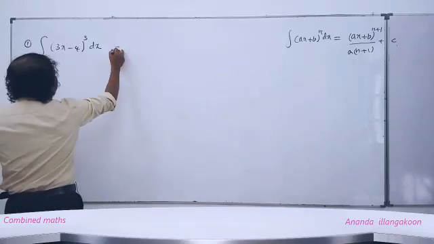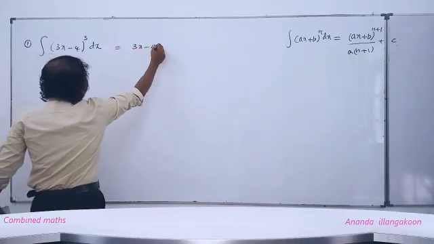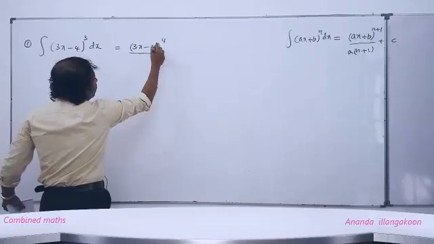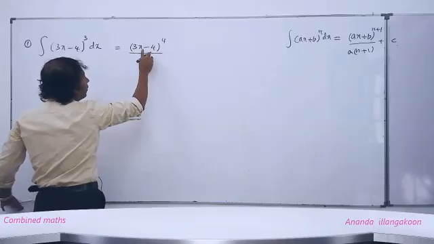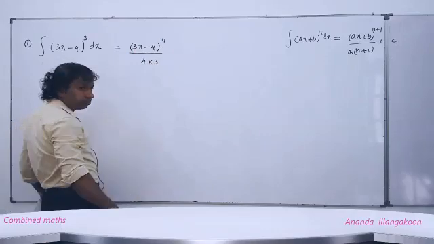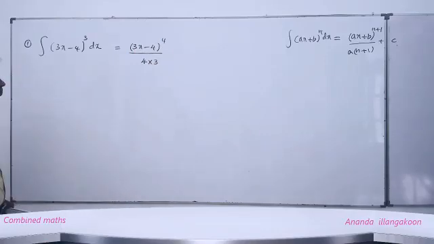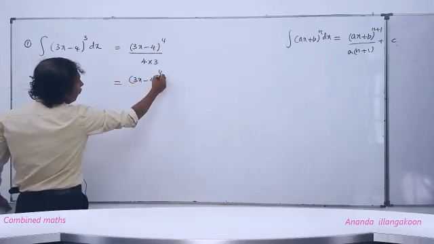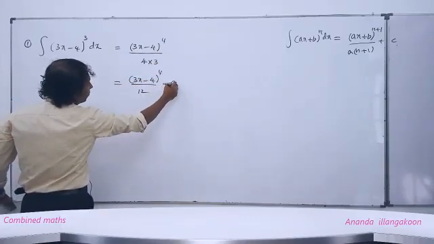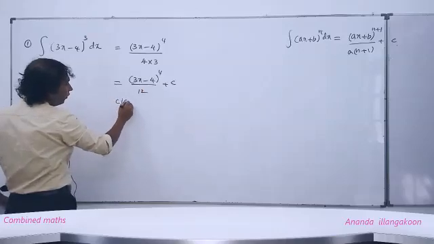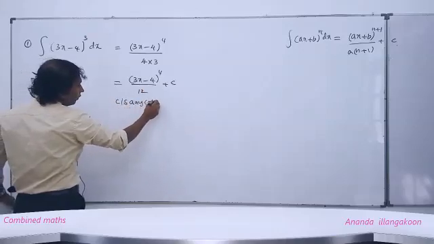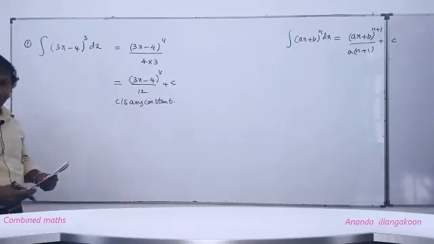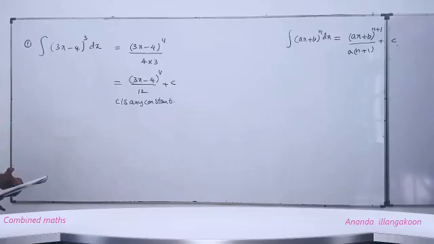How do we do this one? 3x minus 4, add 1 to the power 3, which gives 4, divided by the new power 4 multiplied by the x coefficient. Then we get (3x minus 4) to the power 4 divided by 12, plus c. You have to write that c is any constant.